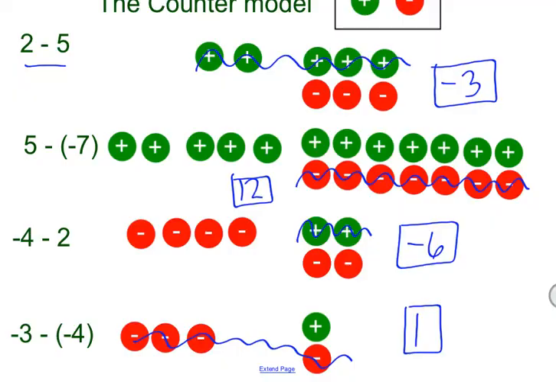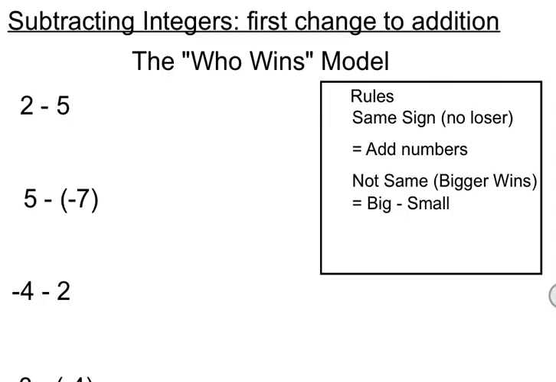Okay, let's look at this using the Who Wins model. In the Who Wins model, we are going to change it to addition and then do it using the regular addition rules. So 2 minus 5 would be rewritten as 2 plus negative 5. I add the opposite, so this gets changed from subtract to adding. This gets changed from 5 to negative 5. So I change from subtract to add, and then I change the number to its opposite. And then I can do the Who Wins model.